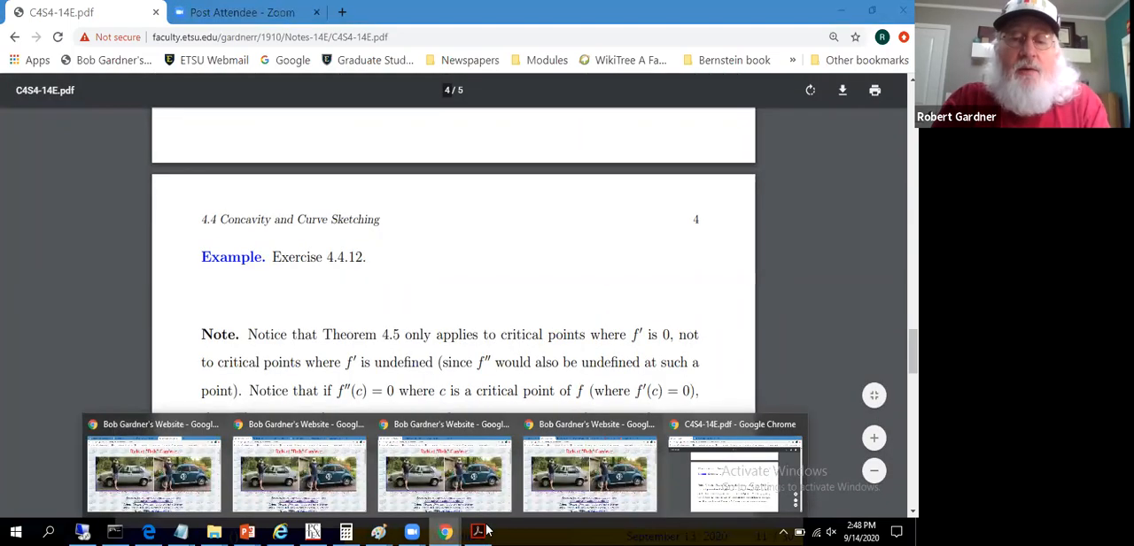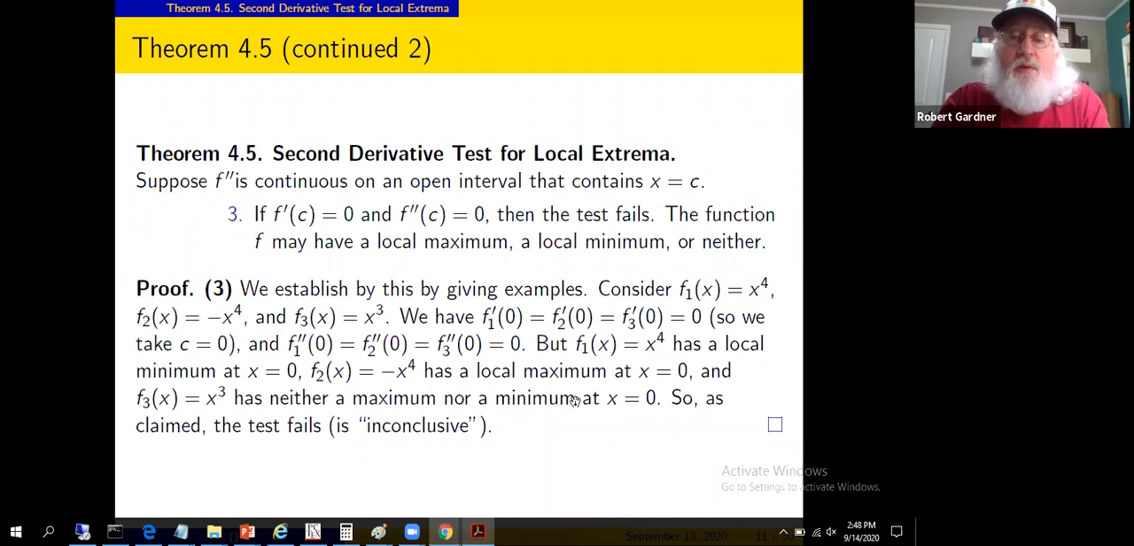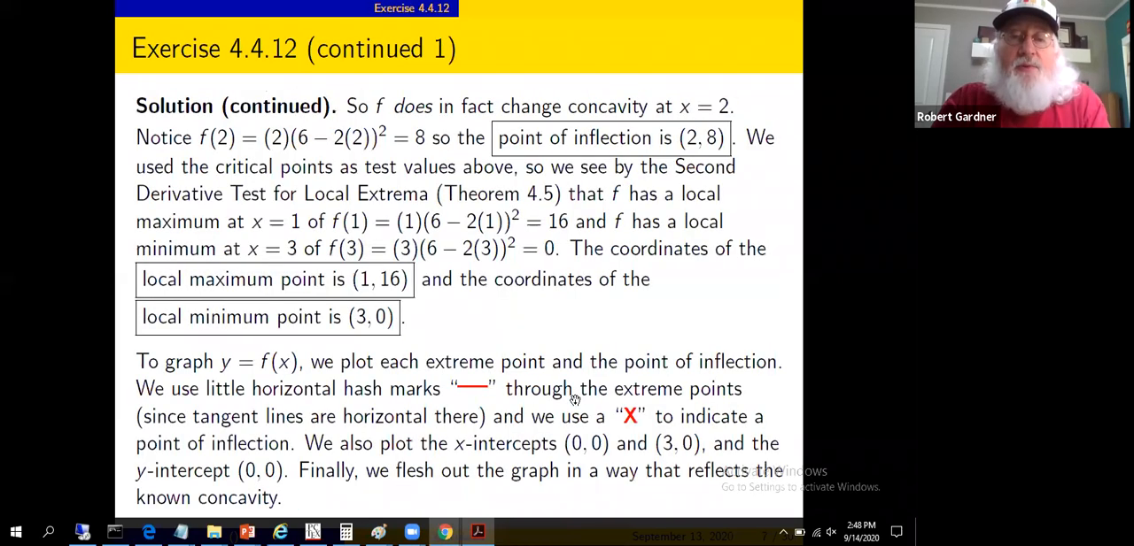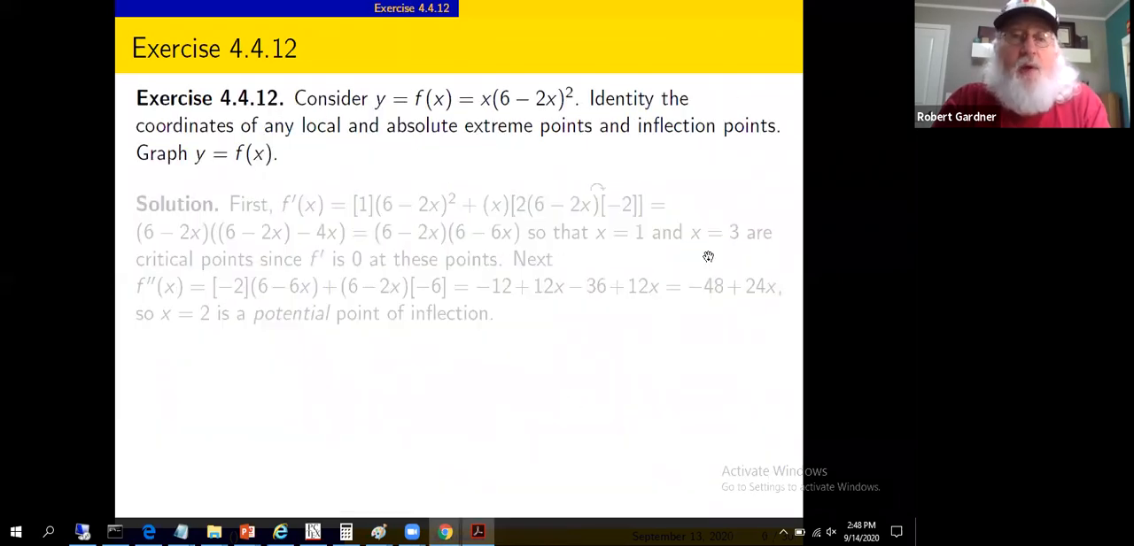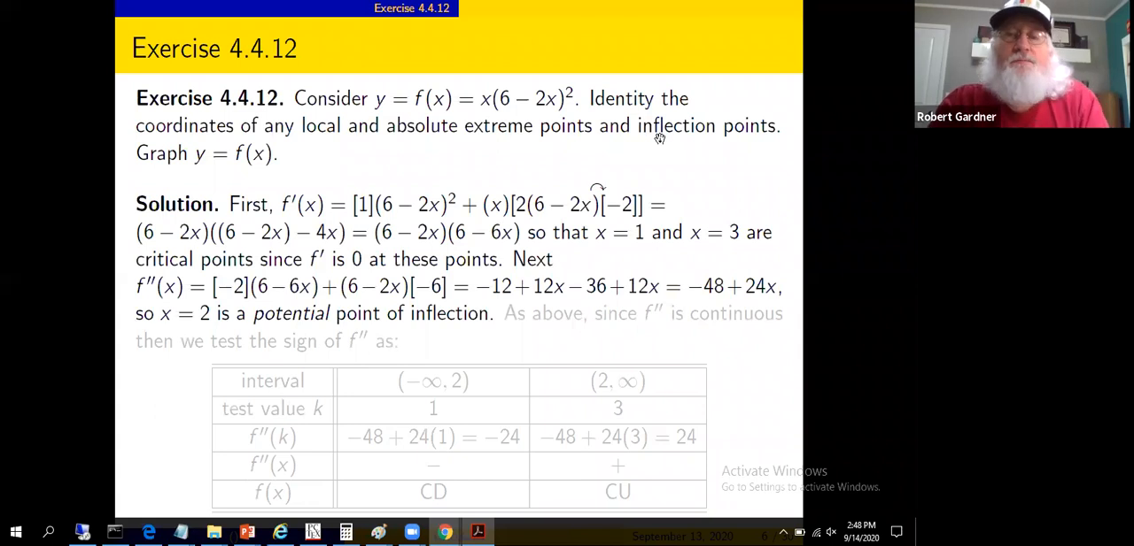Let's do this exercise. Let me back up through the exercise where we're given a function and asked to identify the coordinates of any local and absolute extreme points and inflection points and graph it. So we're given a function as a product. I've got two options here. I can product rule it, or I can multiply it out. Let's just product rule it.